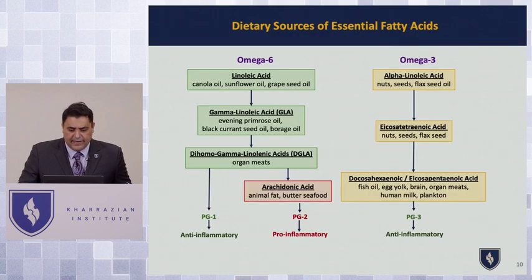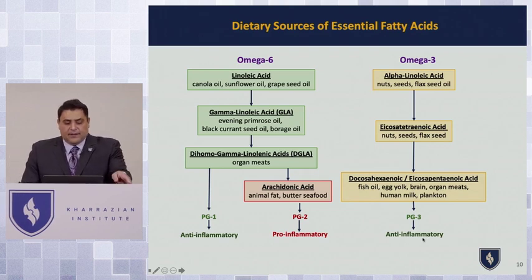So when you look at fats, linoleic acid and alpha linoleic acid are essential fatty acids. And by that term, what that means is our body cannot synthesize these compounds, so we have to consume foods that have these sources in order to make prostaglandins.